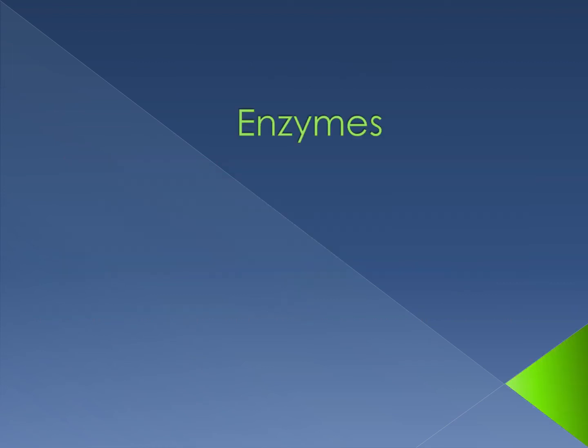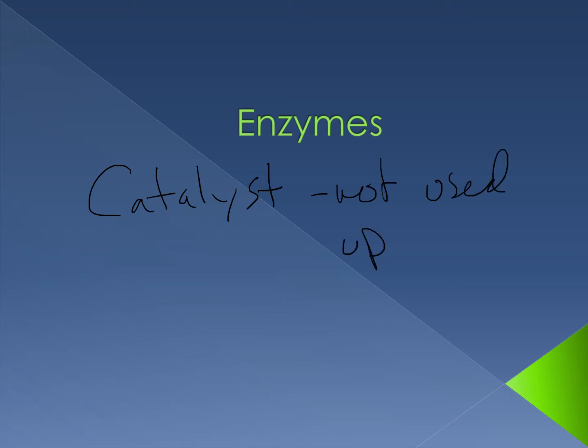Enzymes, new topic. Enzymes are like construction workers, except you don't need to pay them money. They take some materials and they make new materials, and they are not used up in the process, meaning the construction worker does not end up being part of the building. As such, we call them a catalyst. They catalyze reactions, meaning they are not used up. They are also proteins, so that means we're going to review proteins real quick.